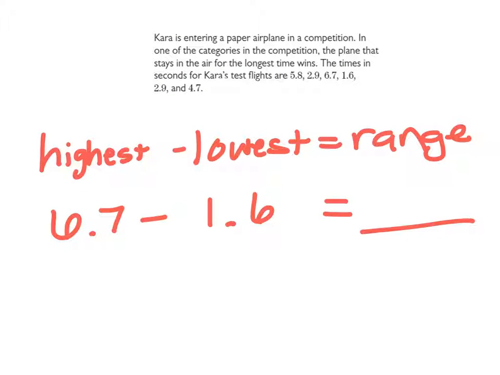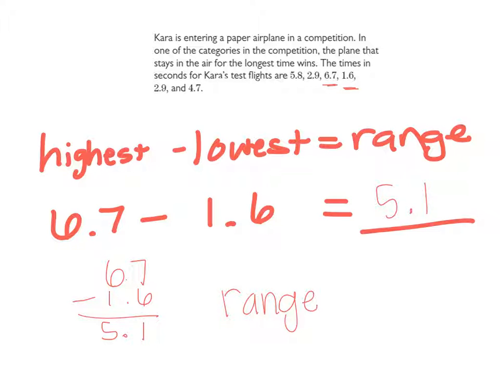So we're looking for our highest. Remember, we're doing Kara's airplane again. Our highest number is this 6.7. I already wrote it down here. Our lowest is 1.6. So I just need to subtract them. You could use a calculator. This one I can easily do by hand. So our range is 5.1. Remember, the largest number minus the smallest number. And that's your range.